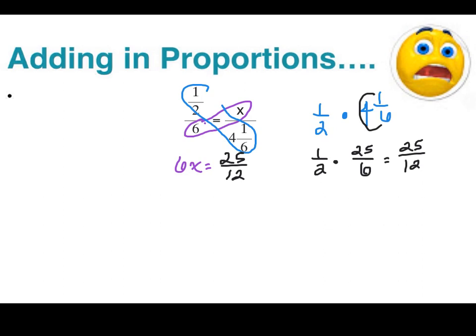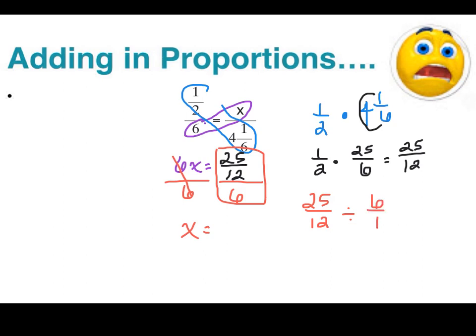So from here, I'm going to divide both sides by 6. 6 divided by 6 is 1, so I'm left with that 1x. Again, I have another complex fraction right here. Come over to the side. 25 over 12 horizontally divided by 6, or 6 over 1. I'm going to keep, change, and flip.